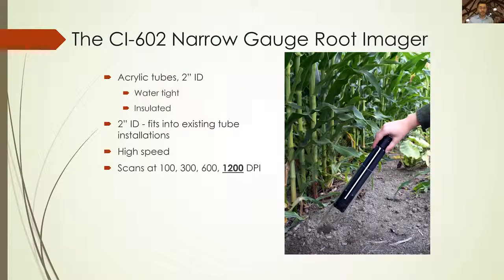The 602 advancement is that it's 2 inches in diameter as opposed to 2.5. It's also watertight and insulated. The 2 inches fits into some existing installations for some older Minirhizotron systems. It's a little higher speed, so we're able to get scans at 100, 300, 600, and 1200 DPI, which has had a really interesting effect on some of the research done on mycorrhizae and pathogens.